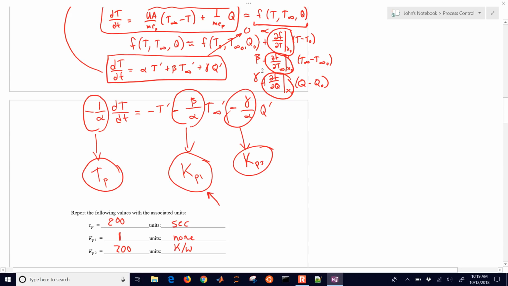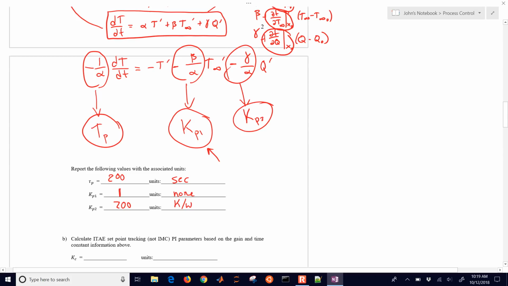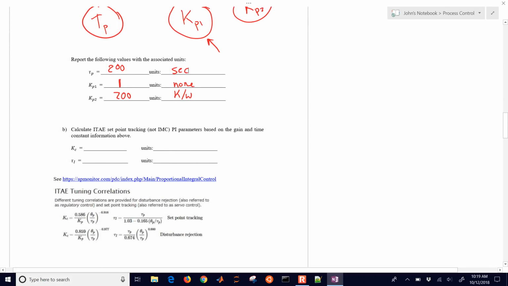Okay, and then it says if I have a 1 watt change in my heater, then I'm going to have a 200 Kelvin change in my temperature sensor. So that might be a little bit too high, but we can verify that later with experimental values. Okay, so next we want to calculate ITAE set point tracking, not IMC PI parameters, based on the gain and time constant information above.